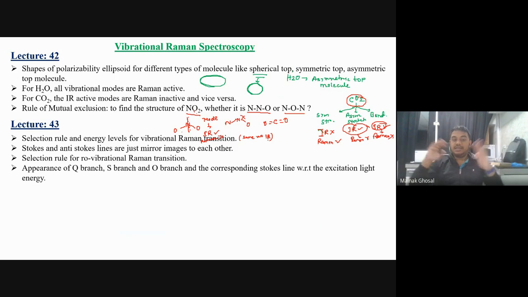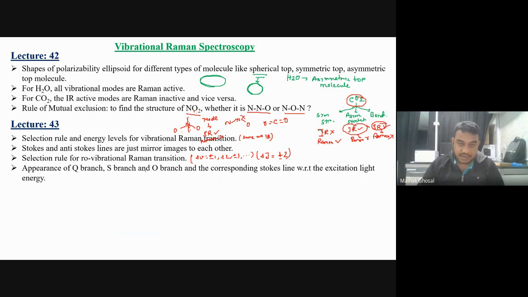Their intensities will be different, but the positions will be equal. So if Stokes Raman is shifted by 30 centimeter inverse from Rayleigh, then anti-Stokes Raman will be shifted by 30 centimeter inverse, but in the opposite direction. Then there is a selection rule for rotovibrational transition, which shows that delta V should be 0, plus minus 1, plus minus 2, plus minus 3, etc. And also for Raman, delta J is plus minus 2. These two conditions will be followed for a rotovibrational transition.